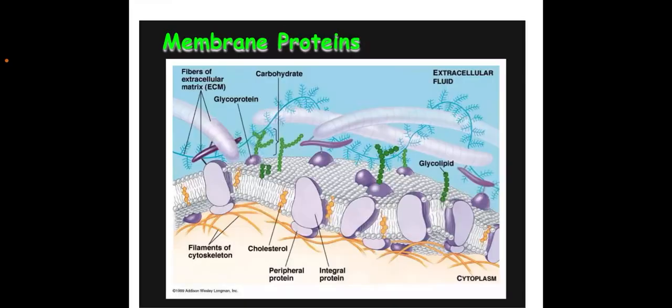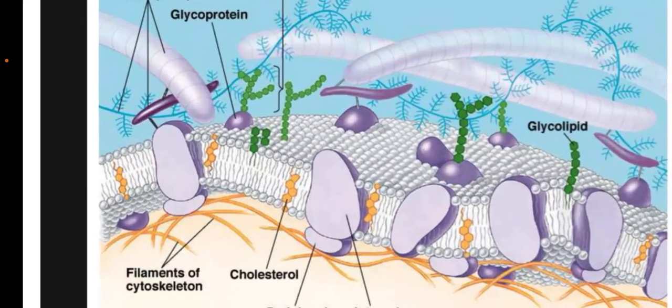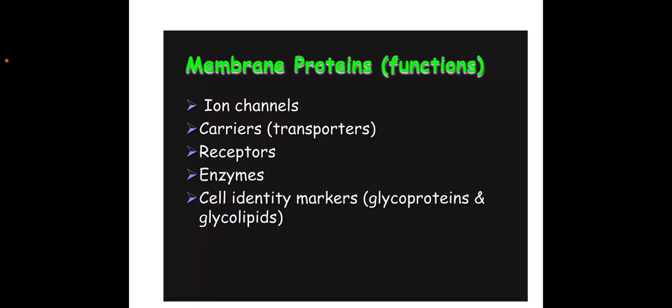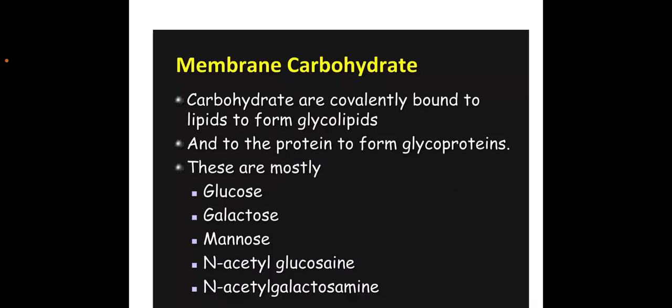So these are the membrane proteins we were discussing in the previous slide. Membrane protein functions include ion channel formation, carrier formation, receptor action, enzyme action, or cell identity markers such as glycoproteins and glycolipids. These identify the incoming molecules or signals.